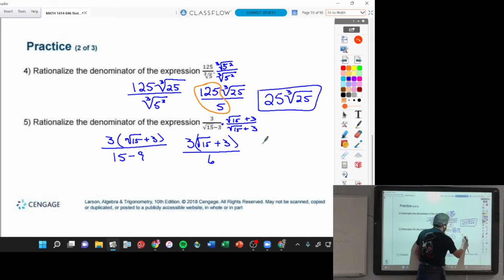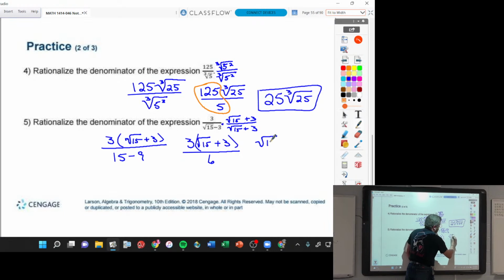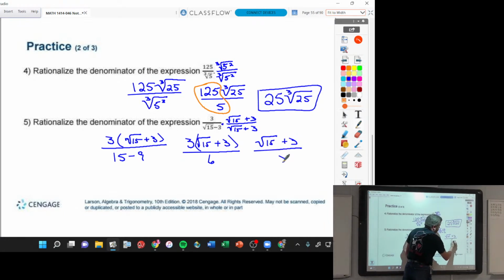So I have 3 times the square root of 15 plus 3, over 15 minus 9, which is 6.